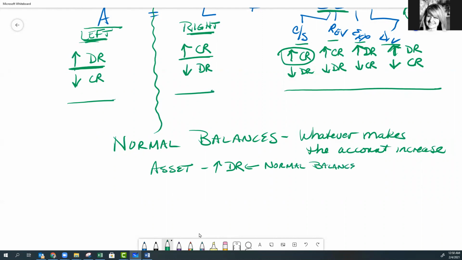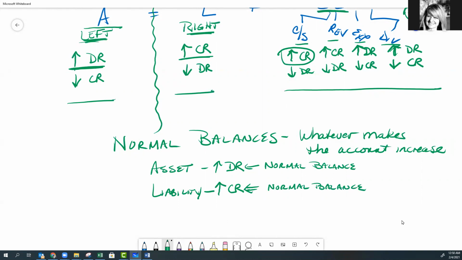If we talk about liabilities, and again, it doesn't matter which liability account it is, liabilities are on the right side of the equal sign. Anything on the right side increases with the thing that's always on the right, which is a credit. So the normal balance of every liability is a credit because credits make it increase.